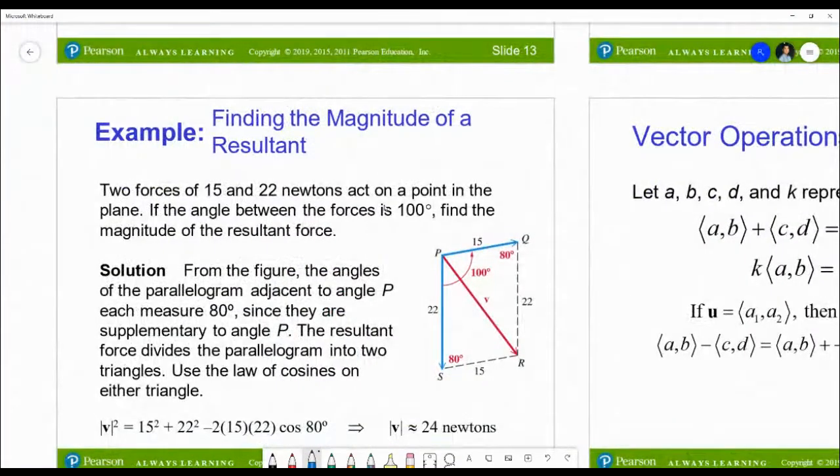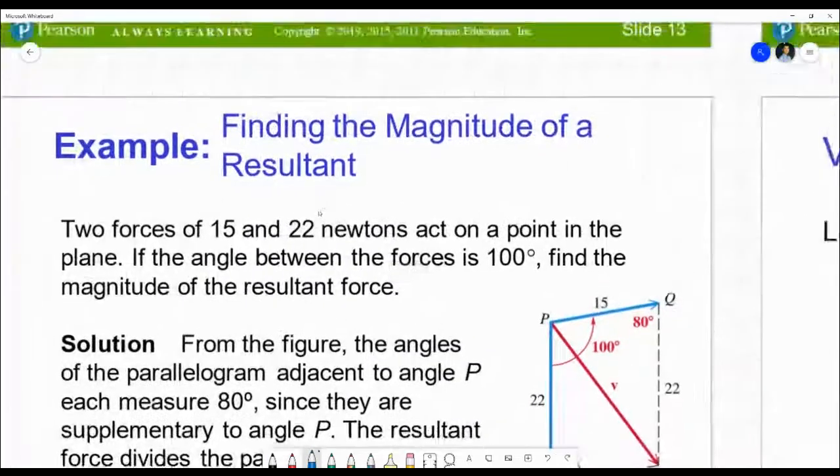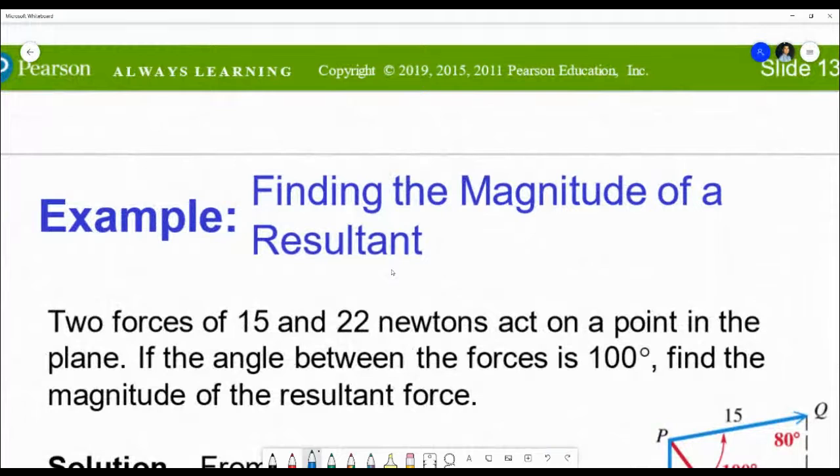All right, here we go. So this is where it gets a little bit hard when we deal with vectors in word problems. The concept is not hard, but when you apply it to actual word problems, it gets kind of difficult. Okay, so we normally use vectors to denote a force. A force is like something pushing or pulling, or like a wire hanging. So those are all different types of force, and we measure force in Newtons. Okay, so two forces of 15 and 22 Newtons act on a point in the plane. If the angle between the forces is 100 degrees, find the magnitude of the resulting force.